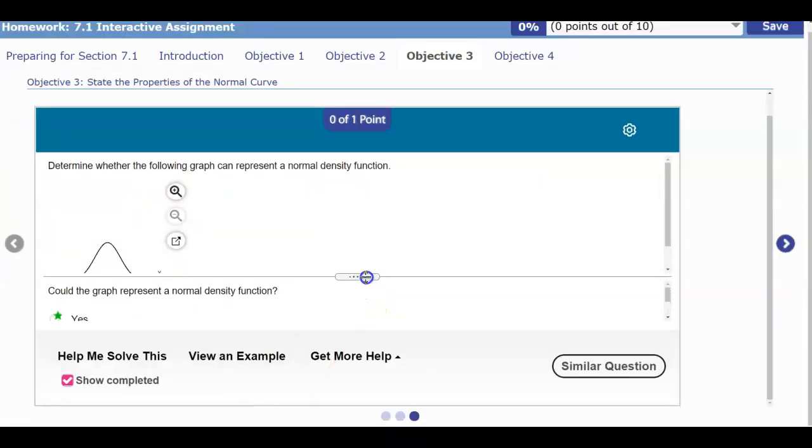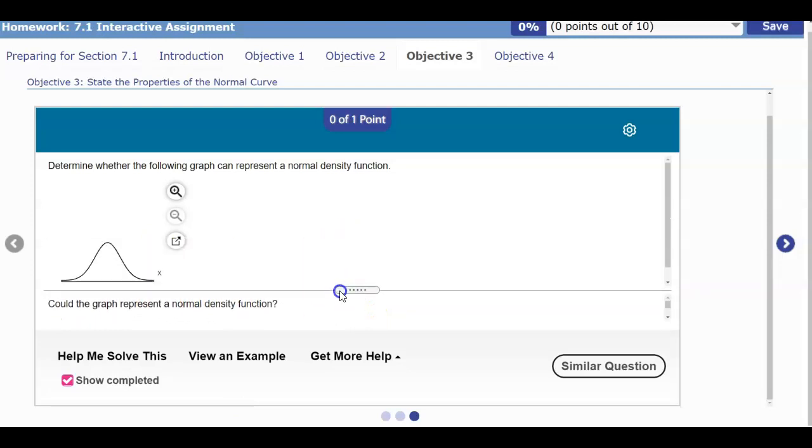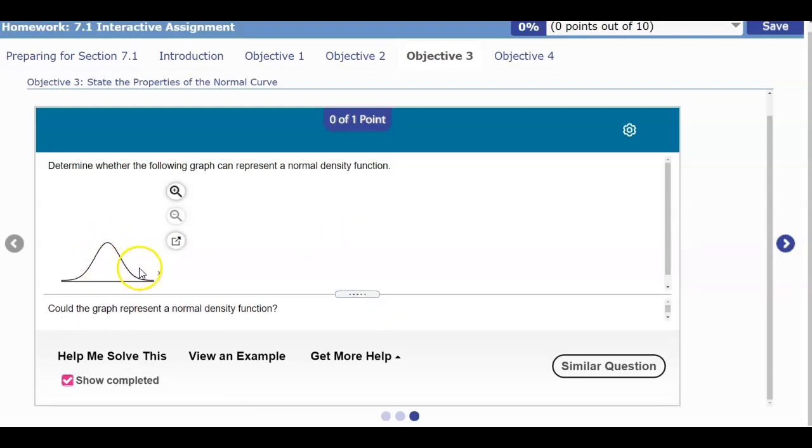So for our example, we're going to say yes, because the example that was given in this case represents a normal density function.